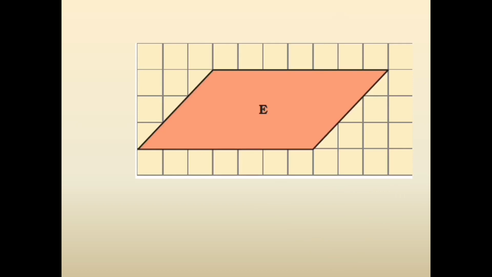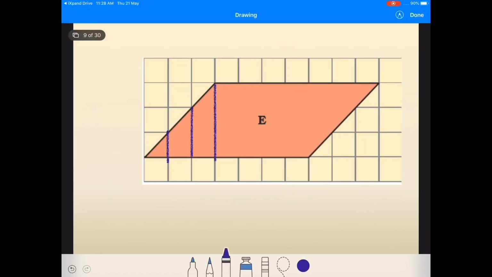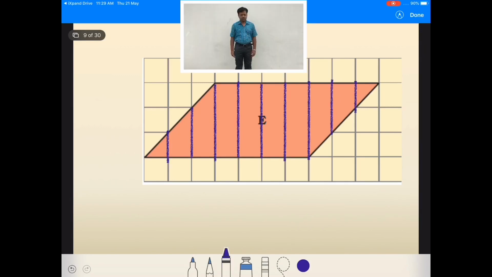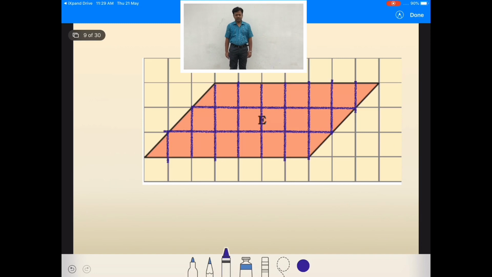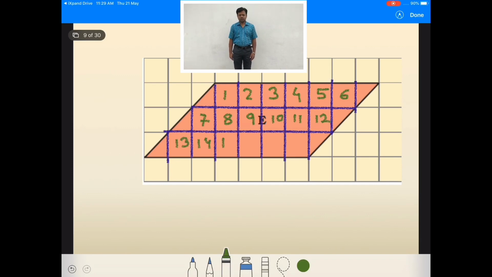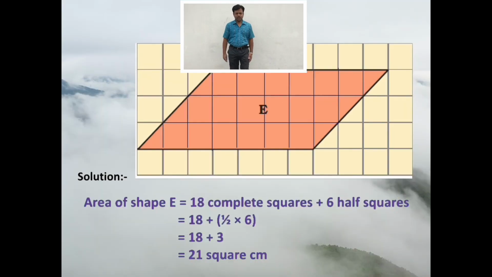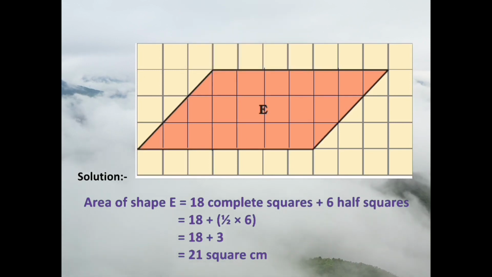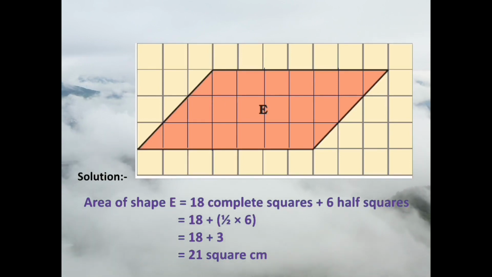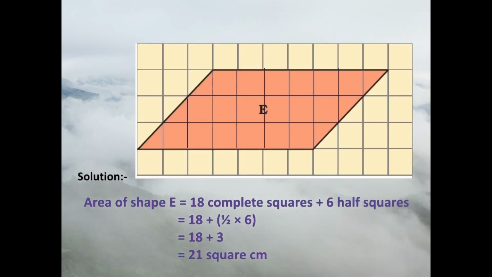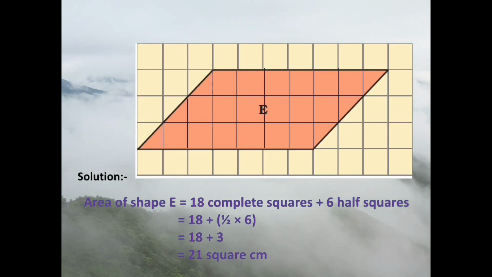Area of shape E: now join the lines and count the squares. 1, 2, 3, 4, 5, 6, 7, 8, 9, 10, 11, 12, 13, 14, 15, 16, 17, 18. 18 complete squares and 6 half squares. So area of shape E is equal to 18 plus half into 6 is equal to 18 plus 3 is equal to 21 square centimeter.